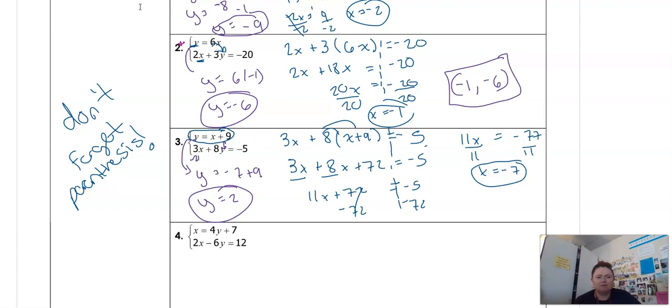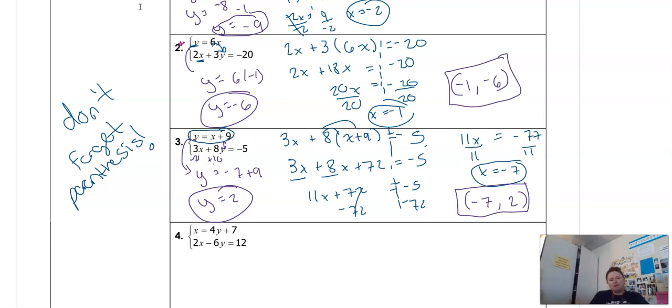Plus 8 times 2 is 16. And negative 21 plus 16 is in fact negative 5. So it checks out. So my final answer is negative 7, 2, because your answer still is where the two lines cross. We're just not actually graphing them to find our answer.